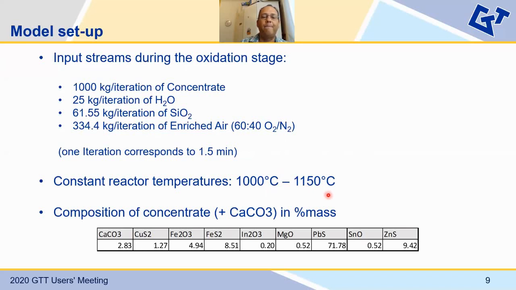And the main solid feed consists of the concentrate plus CaCO3 and indium oxide, which is an extra material we add because we are interested in indium oxide. The main solid feed consists of this composition here. As I said, the total solid feed entering the reactor is 1,000 kilograms per iteration, and the composition of the solid feed is given in the table.